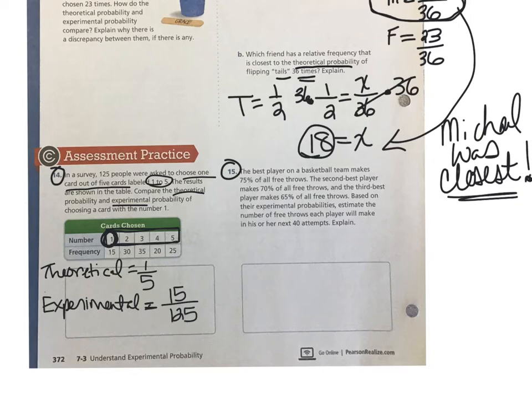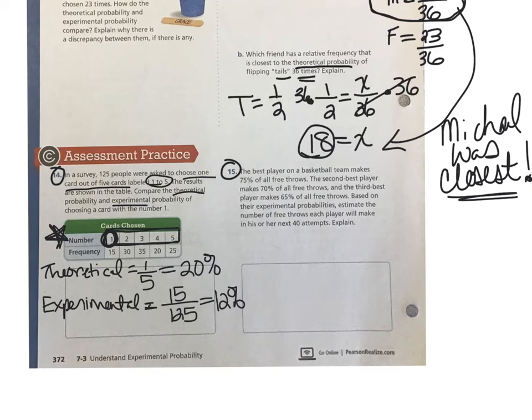In order to accurately compare these two probabilities, it might be best to change them into decimals or percents. So let's change them each into percents, and then we can make an accurate comparison. In this case, the theoretical probability of choosing a card with the number 1 is 20%, but the experimental probability from actually conducting that experiment and choosing cards by 125 people found that the experimental probability is only 12%. So the theoretical probability is greater than the experimental probability.